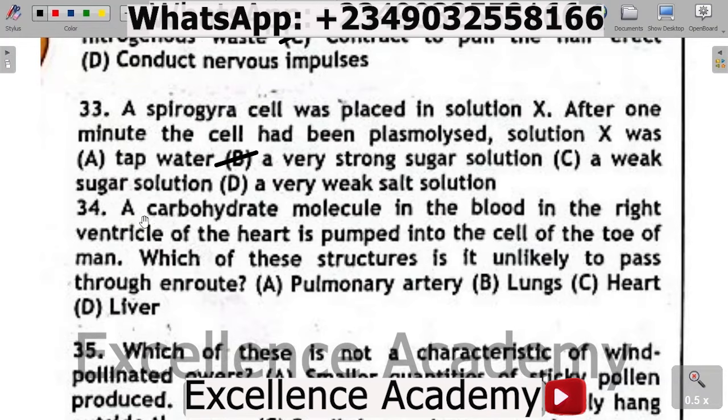Question 34. A carbohydrate molecule in the blood in the right ventricle of the heart is pumped into the cell of the toe of man. Which of these structures is it unlikely to pass through en route? A. Pulmonary artery. B. Lungs. C. Heart. D. Liver. The correct option is D, liver.